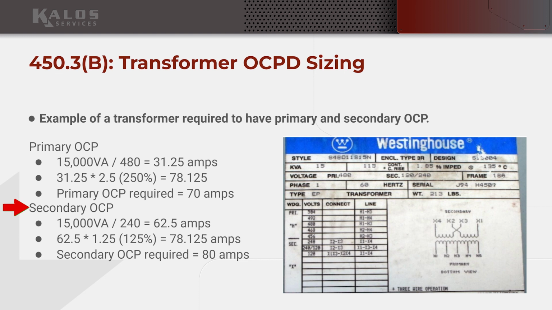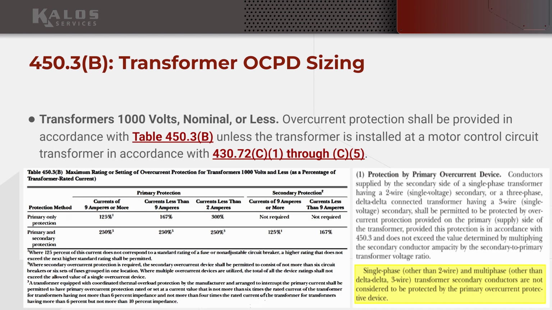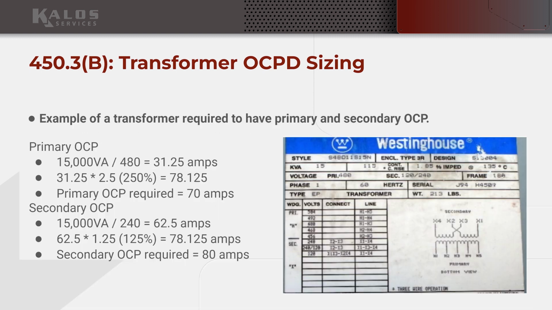The reason is that there's a little fine print note here on our secondary protection. Note 1 says where 125% of this current does not correspond to the standard rating of a fused or non-adjustable circuit breaker, a higher rating that does not exceed the next higher standard rating shall be permitted. So this is why on the secondary, I wrote we can have 80 amps, whereas we don't have that allowance on the primary. That's why the primary side had to be 70 amps here.